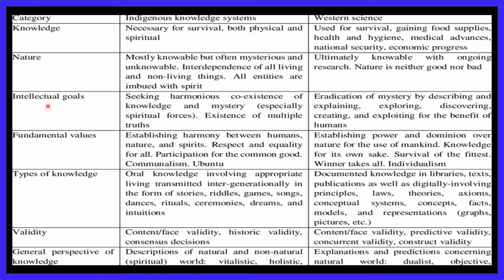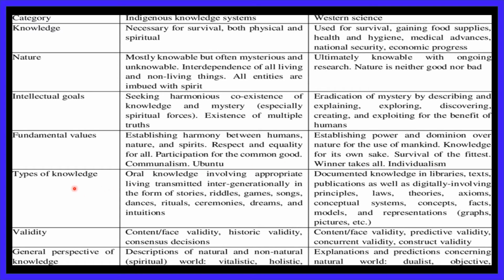The third category is intellectual goals. In the indigenous knowledge system, seeking harmony and coexistence of knowledge and mystery, especially spiritual forces, and the existence of multiple truths. In Western science, interrogation of mystery by describing and explaining, exploring, discovering, and creating and exploiting for the benefit of humans. The fourth category is fundamental values. In indigenous knowledge, establishing harmony between humans, nature, and spirits, respect and equality of all, participation for the common good, and community unity. In Western science, establishing power and dominion over nature for the use of mankind, knowledge for its own sake, survival of the fittest, winner takes all, individualism.